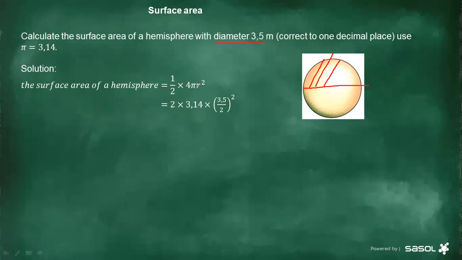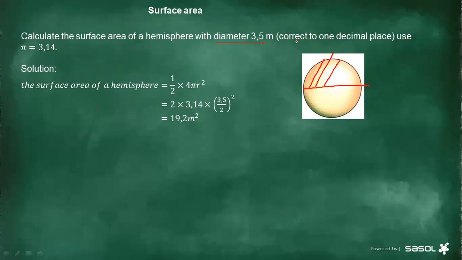Hence, instead of r, you just say 3.5 over 2, because radius is half of diameter. And then pi, we agreed that we are going to use 3.14. Then from there, you press everything on your calculator, and you get 19.2 meter squared.